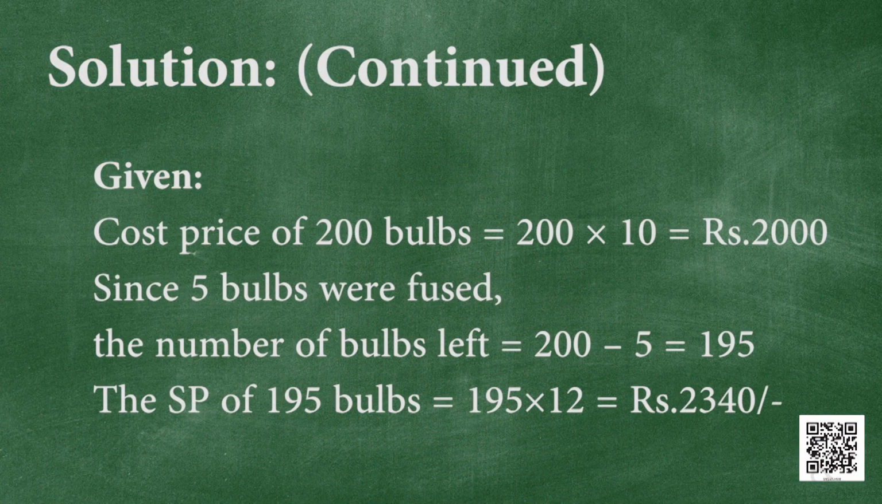So, with this information, let's try to find the cost price of 200 bulbs. Cost price of 200 bulbs is equal to 200 multiplied with 10, that is equal to rupees 2000. Since 5 bulbs were fused, the number of bulbs left is equal to 200 minus 5, which is equal to 195. So, since the selling price of each bulb is rupees 12, the selling price of 195 bulbs is equal to 195 multiplied with 12, which is equal to rupees 2340.